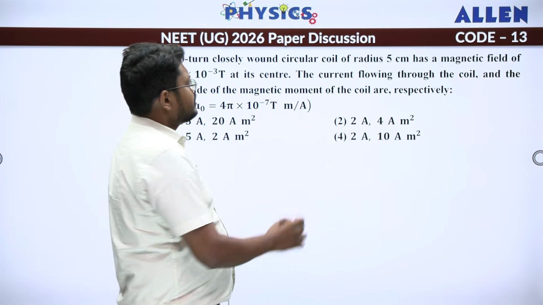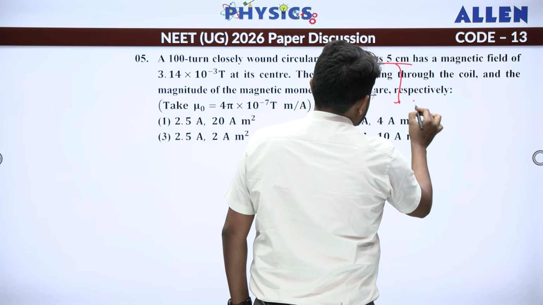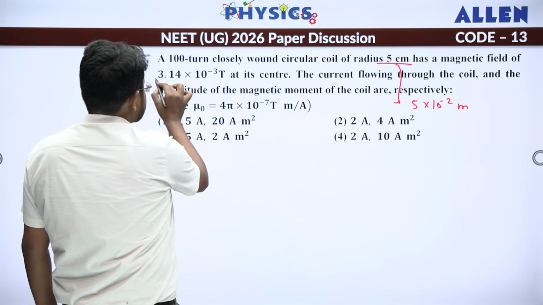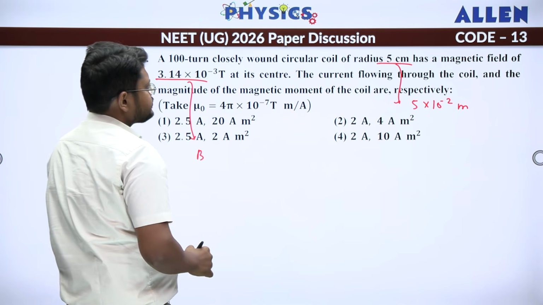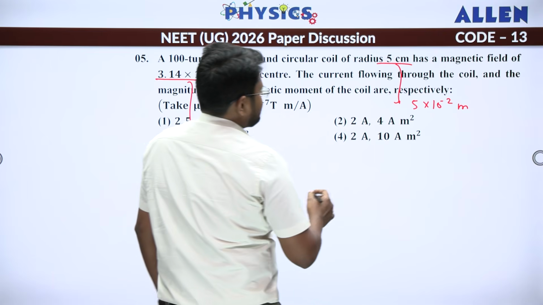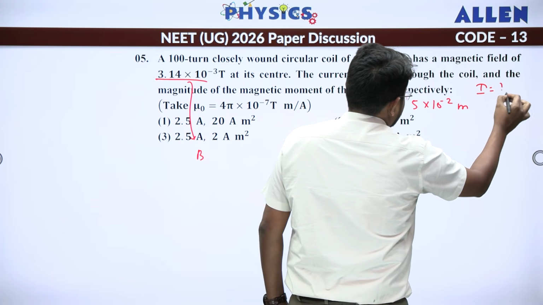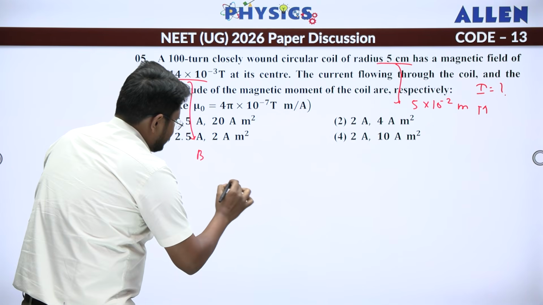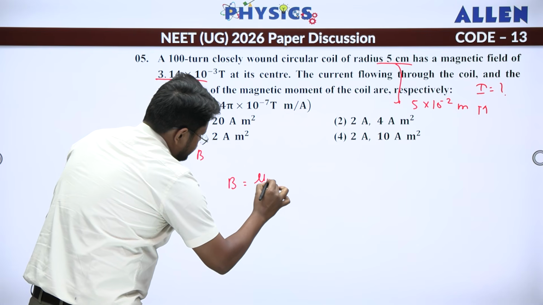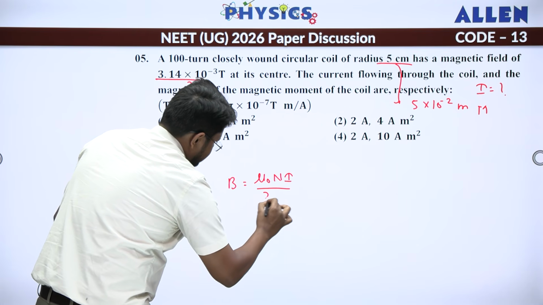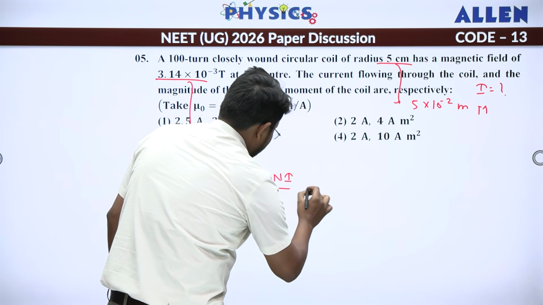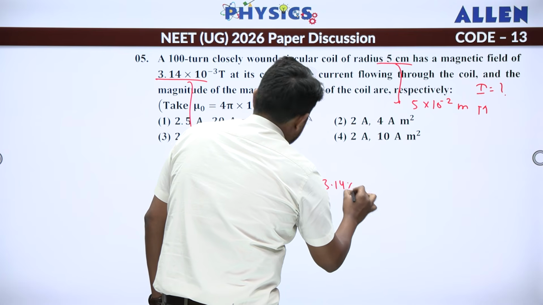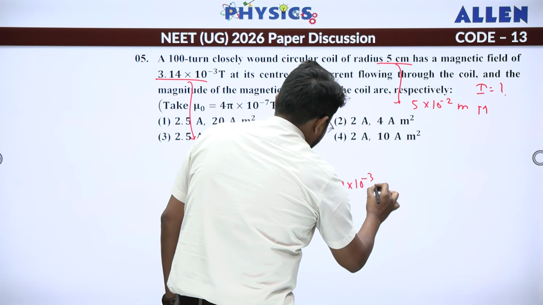100 turns closely wound circular coil, radius is given to us. So this is 5 into 10 to the power minus 2 meter. You have to be careful with the units. This is the magnetic field that is given to us. We need to calculate the value of current, and we need to calculate the value of magnetic moment. So here magnetic field will be equal to mu naught N I divided by 2R. So let's substitute the values here. So from here B is 3.14, which is nothing but the value of pi, 10 to the power minus 3.